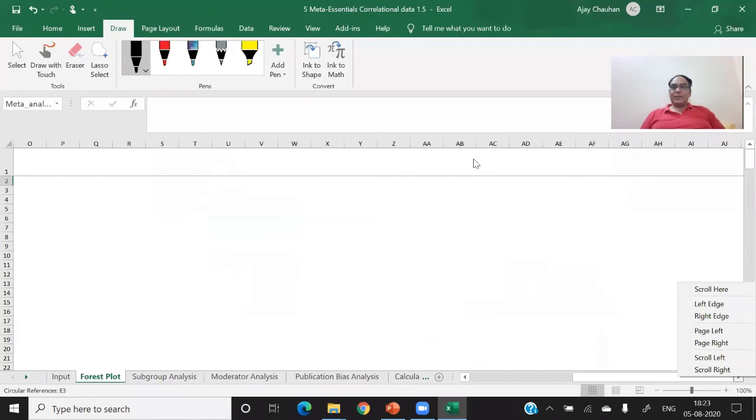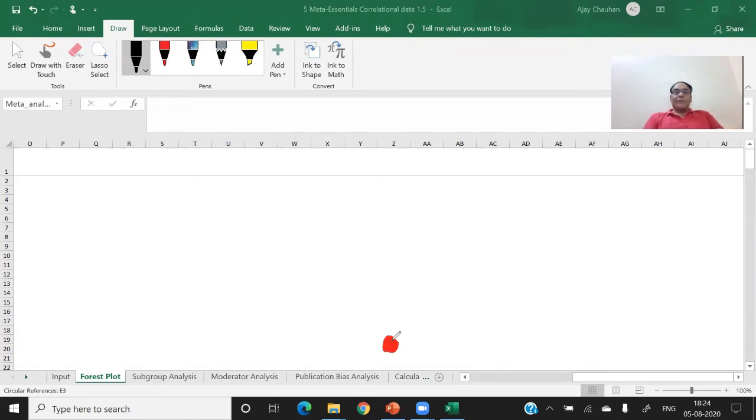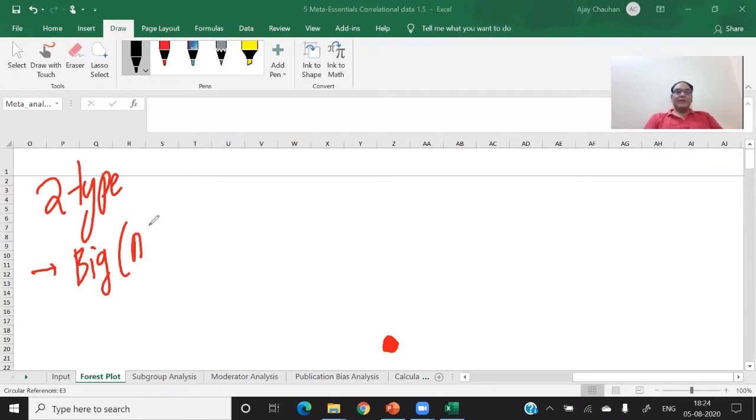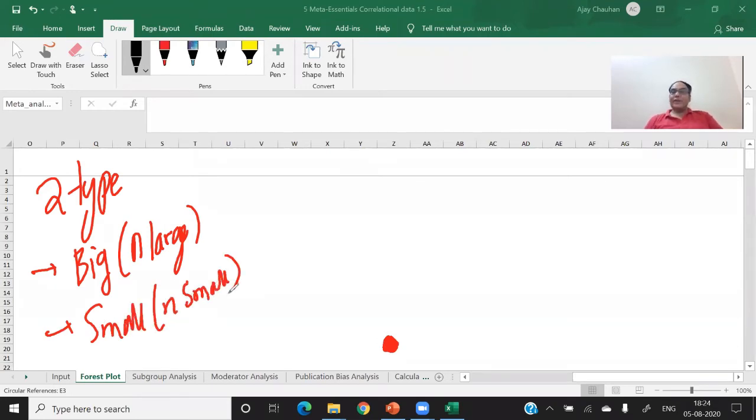Let me discuss it on the white page. Suppose this is my diamond. We have two types of studies: big studies and small studies. Big means the sample size is large, and small studies are where the sample size is small. So we have two types of studies, big and small. And these big studies have low variance.